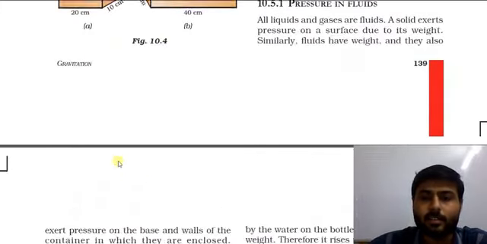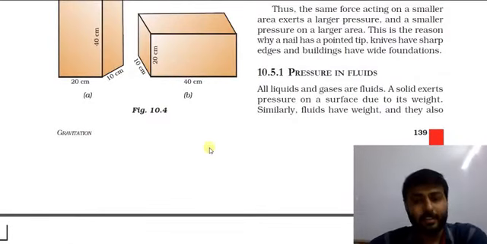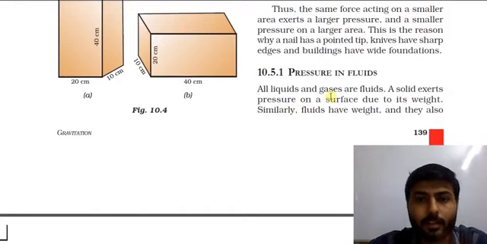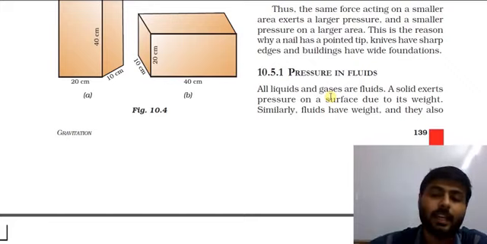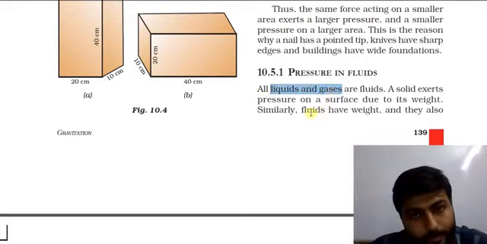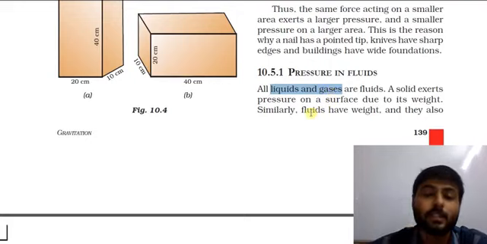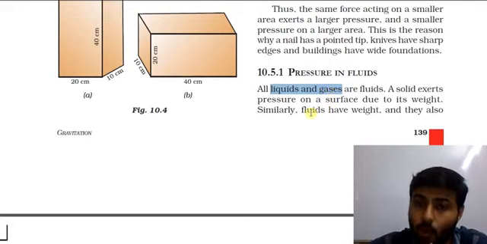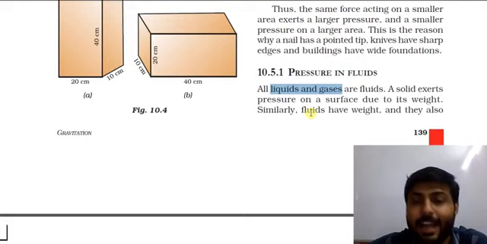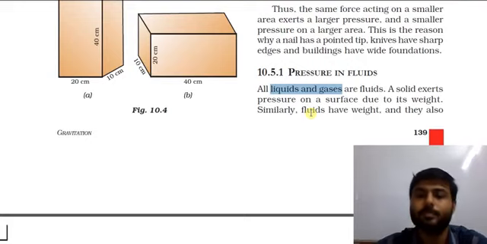After that, we saw pressure in fluid. In fluid, we include both gases and liquids. All gases and liquids are fluids. What is a fluid? A substance that can flow is known as a fluid. So all liquids and gases are fluids.